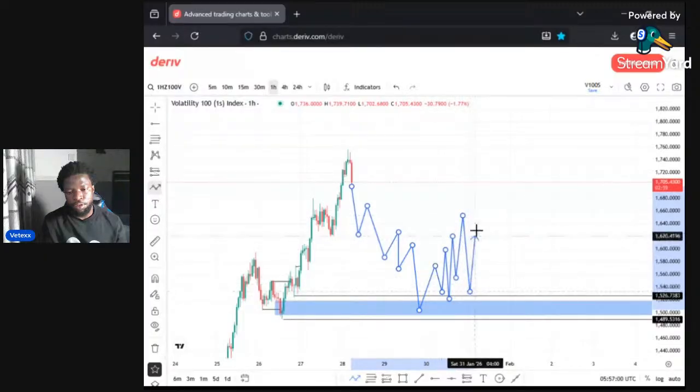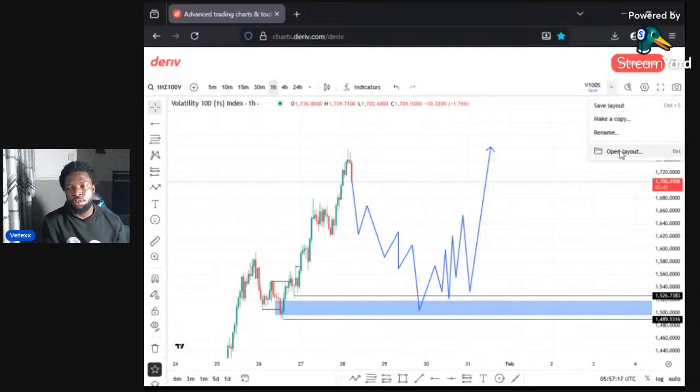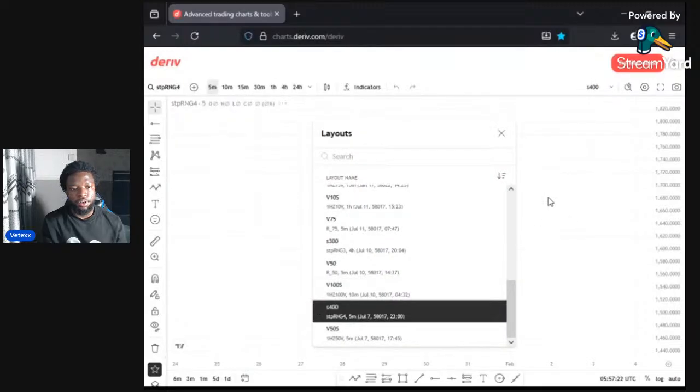So we can start taking a trade until price takes out this target. Okay, it's going to give us a series of 15 minutes continuation until price takes out the target. So this is what we are going to be anticipating on this V100 index. So now let's check the next pair, which is Step 400.